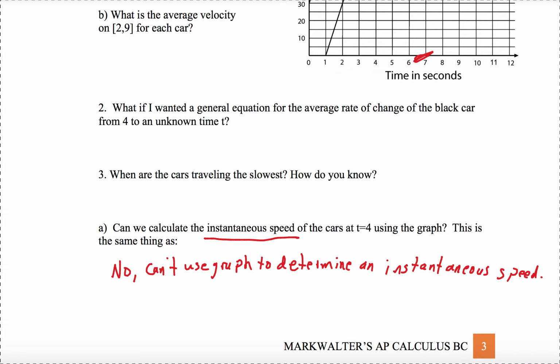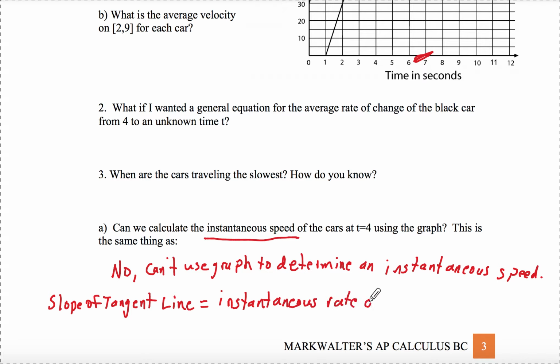Now, we can't just use a graph to determine the slope of a tangent line, but the tangent line, a line that just skims the surface of the graph, the slope of the tangent line, is the same thing as what we call the instantaneous rate of change. That's ultimately what we're interested in here in calculus. What is the instantaneous rate of change? What is the slope of that tangent line that just skims the surface of a graph?